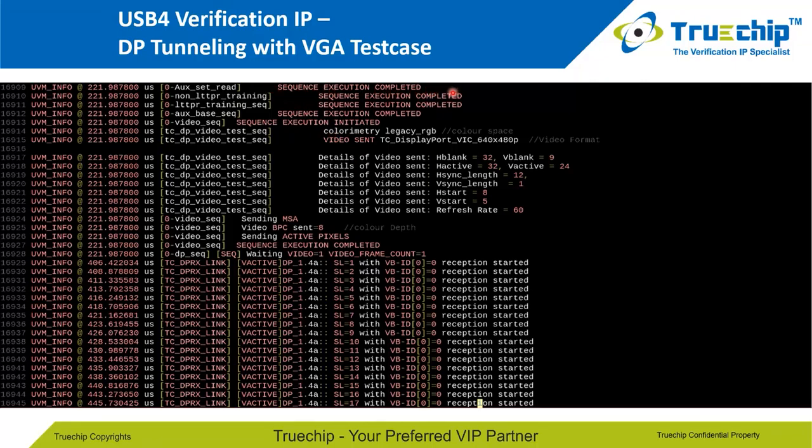Now, DP-in and DP-out adapters can tunnel the main and aux traffic. These tunneling packets can be of two types, SST and MST tunneling packets. In this case, we are doing SST mode. This sequence generates the data for the configured video format as shown on the screen, with different values of hsync, vsync, hstart, vstart, refresh rate, etc.